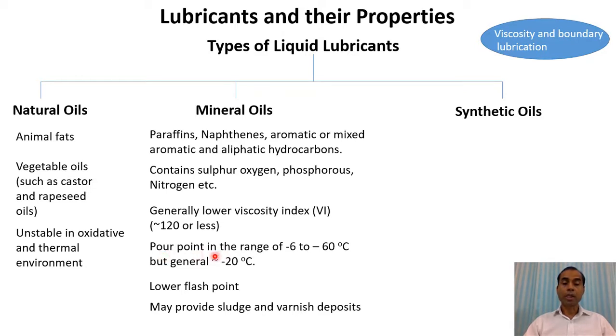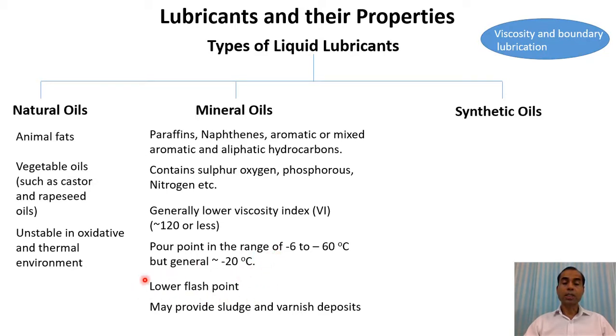The pour point is the temperature at which the liquid can flow out of a beaker. The pour point is in the range of -6 to -60 degrees centigrade, but generally -20 degrees centigrade. That means at lower temperature, the material does not freeze, it can still flow. Low flash point.